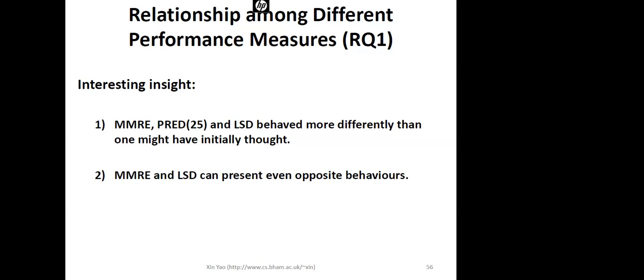That means if you use one measure to develop a machine learning model, they publish papers saying this is a fantastic model for effort estimation. And if they use a different measure, it actually says it's a terrible machine learning model.